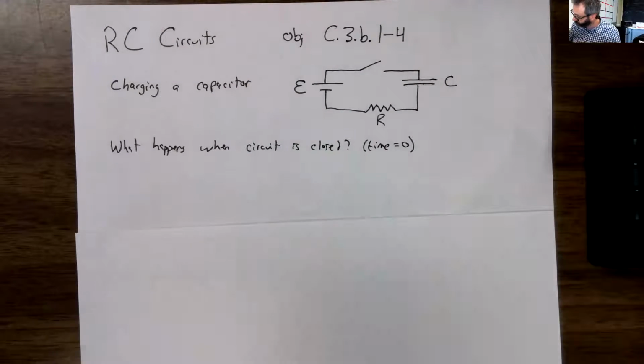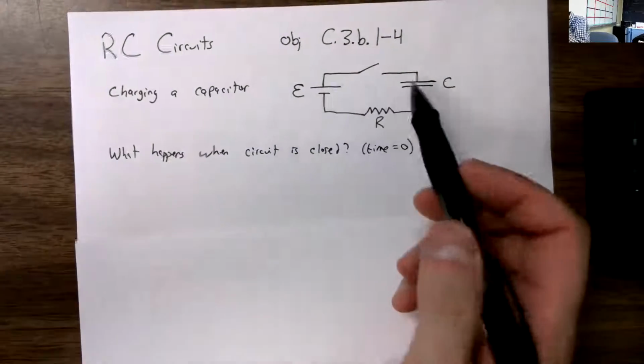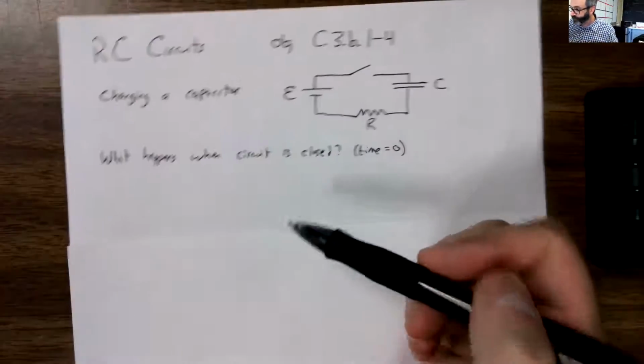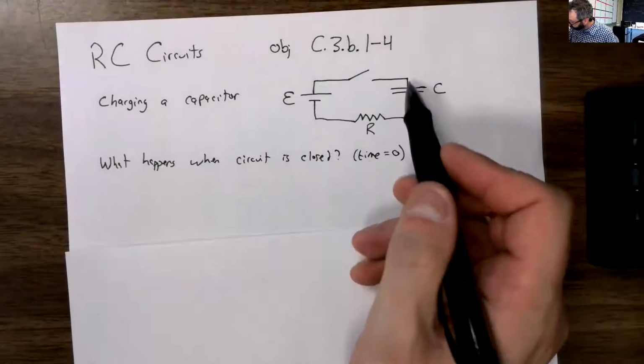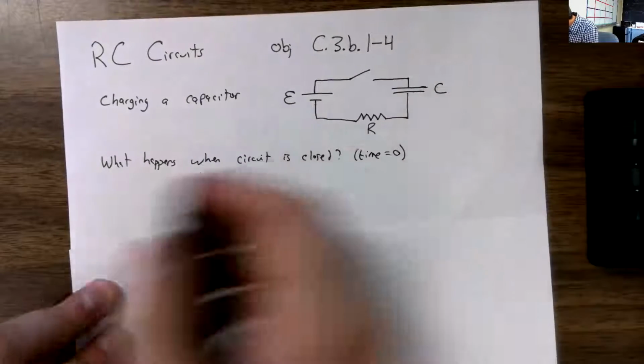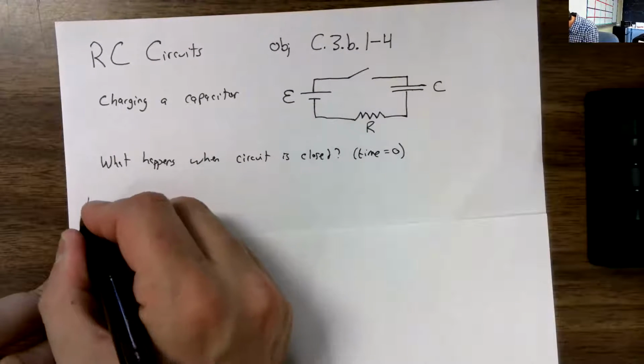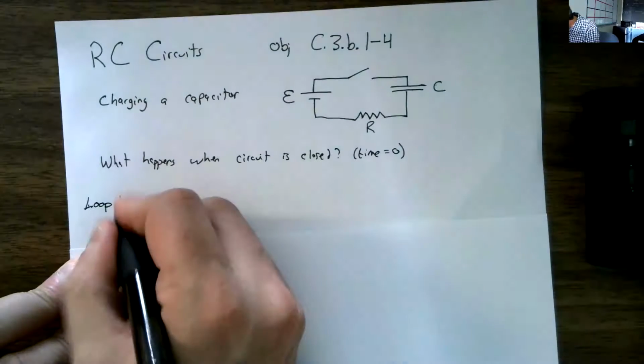We don't have any junctions in this circuit, right? It's just a simple single loop. The total voltage is going to be 0, right? Exactly. That's what the loop rule says: if we add up the voltage going around this circle, we're going to get 0. So from the loop rule, there's only one loop.